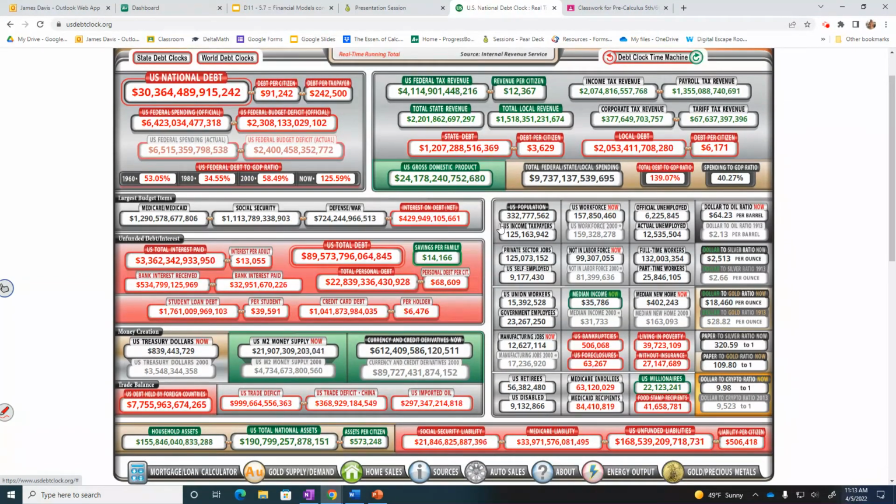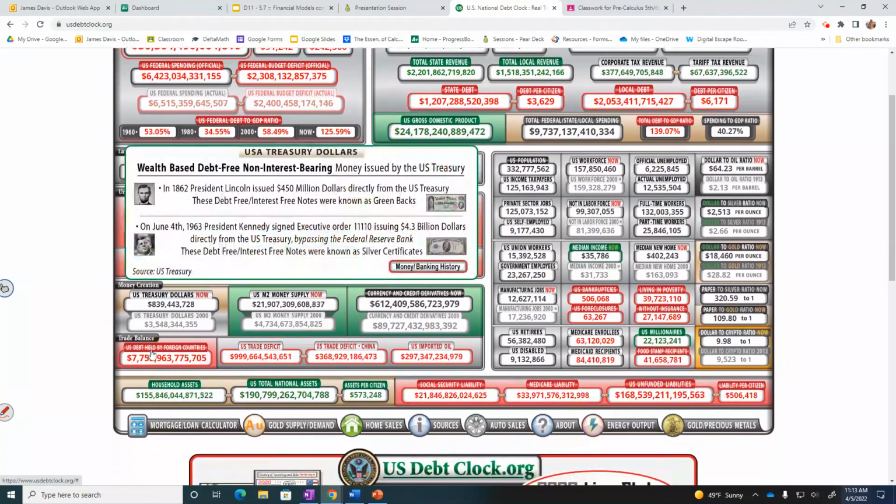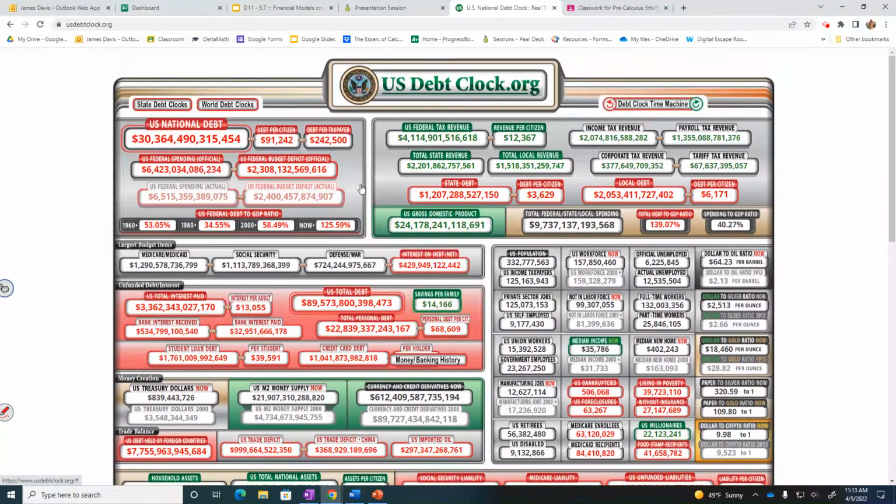Some other things that are kind of interesting: debt held by foreign countries. You can see a lot there. It's 7 trillion. Our trade deficit's really big, especially with China. How much our government brings in tax revenue, what that breaks down to per citizen, and some other things there.